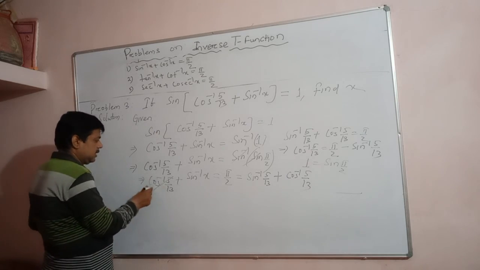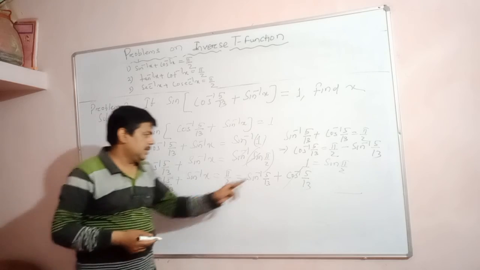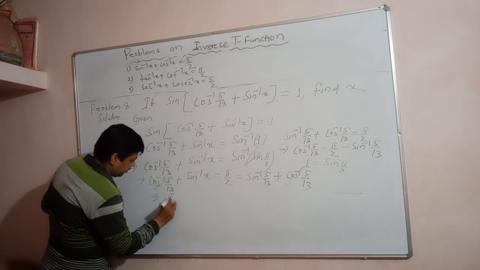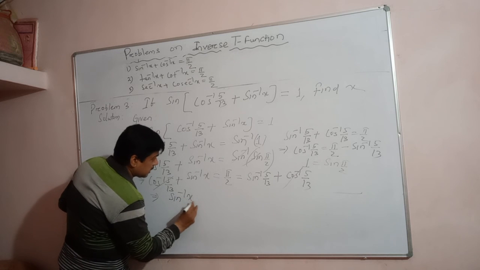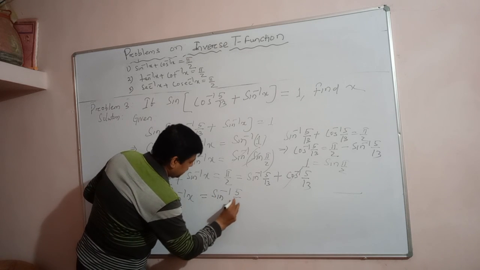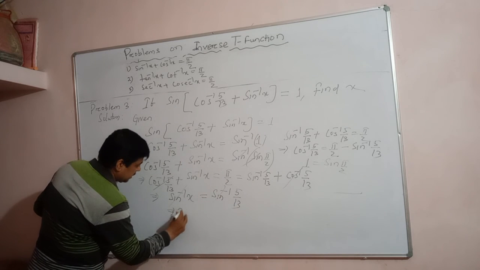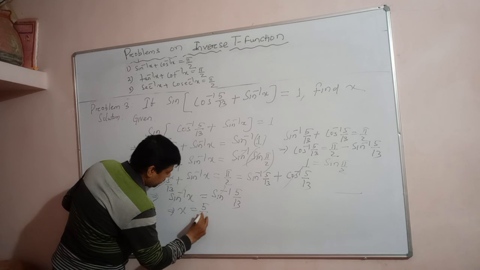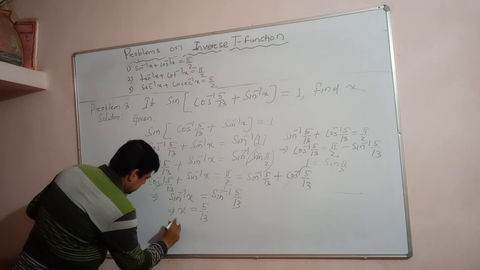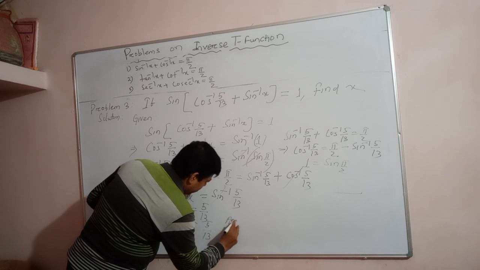Look here. Can you cancel this? Cos inverse of 5 by 13 in the LHS and cos inverse of 5 by 13 in the RHS can be cancelled. After that, sine inverse of x is equal to sine inverse of 5 upon 13. Sine inverse we can cancel. So x is equal to 5 upon 13. Hence x is equal to 5 upon 13 is the required value.